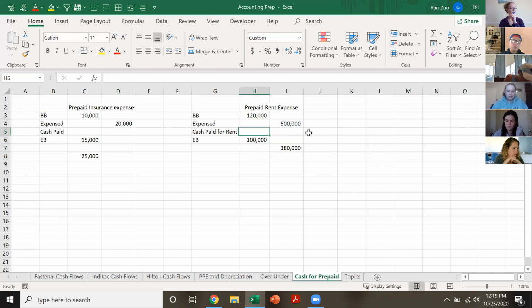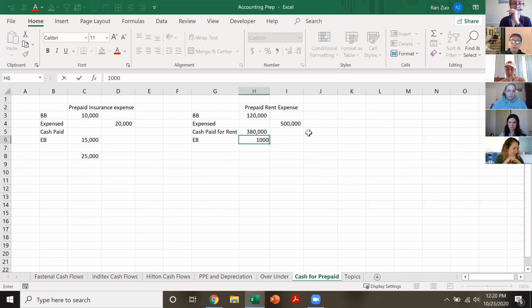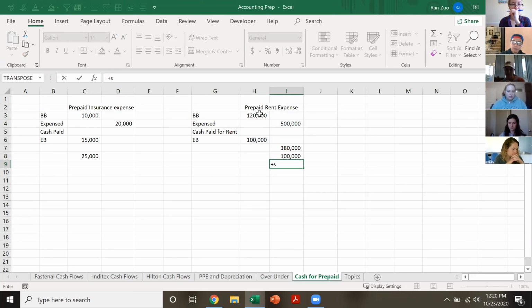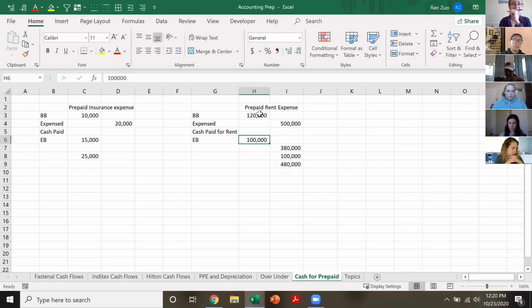So if we only pay 380, this would be zero, right? Because this equals 500,000. But no, we didn't do that. We're overachievers. We ended up with 100,000. So you still have to pay for the 380. But you're like, no, I'm going to put more money in. So you have to have paid 480 to get to that ending balance of 100,000. Okay. Does that make sense?